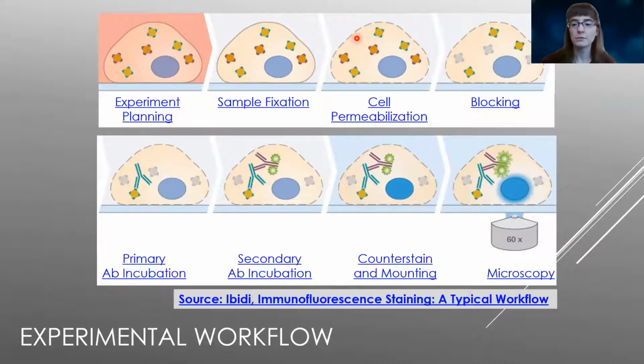So if you want to look for something intracellular, you have to permeabilize so that those big antibody molecules can get in. We have to block, just like you do in an ELISA, to obstruct non-specific binding of antibodies to anything that's in the cell besides the target antigen. And then after that, we're finally ready to send in an antibody.